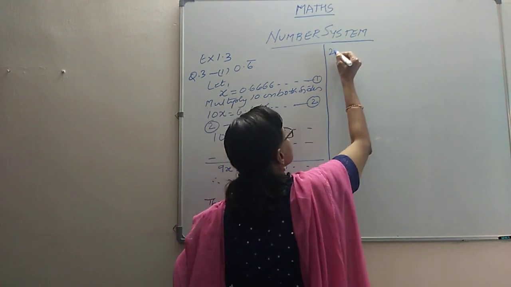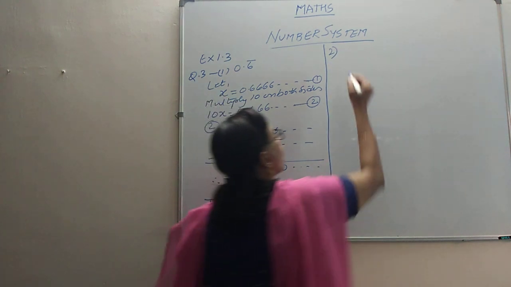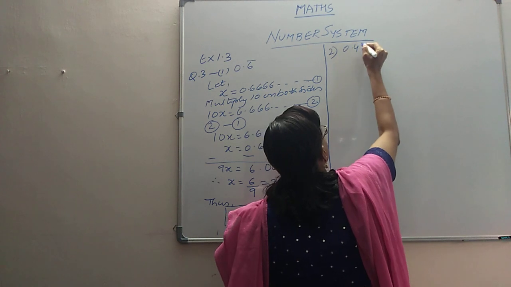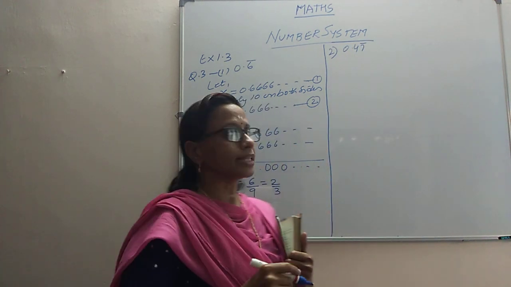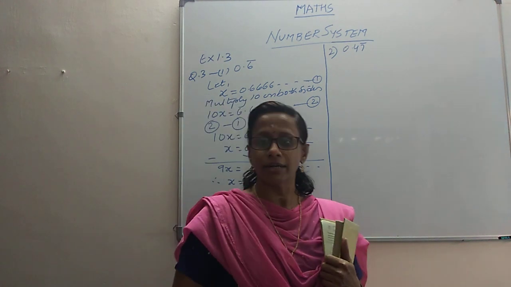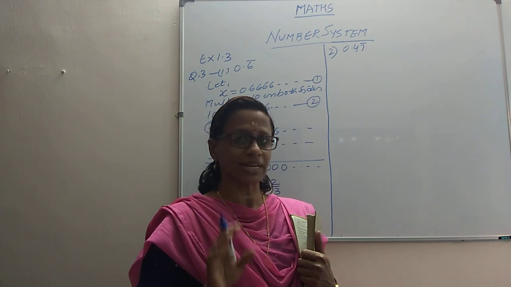Quickly, we will go to the second subpart. In the second subpart, they give us the number 0.47, but recurring only on 7. It's not so simple as the previous problem. There are 2 digits in the decimal but only 1 digit is recurring. Both are not recurring, only 7 is recurring.